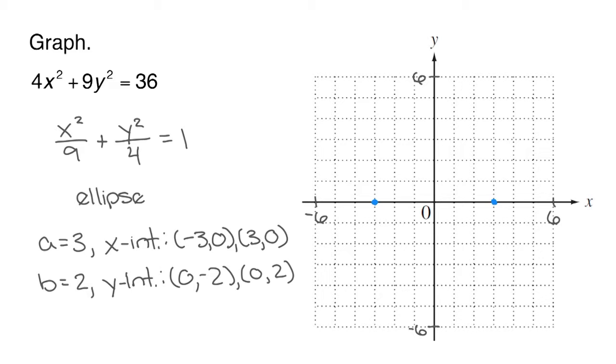We then plot our y-intercepts at 0, -2, moving down 2 units from the origin, and at 0, 2, moving up 2 units from the origin. We then connect our intercepts in order to graph the ellipse.